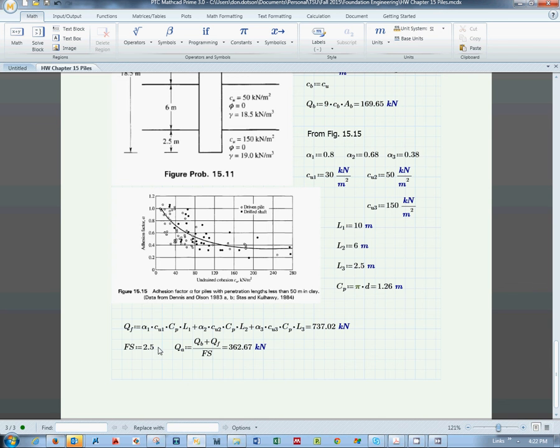In this particular problem, for some reason, they wanted you to add Q sub B to Q sub F and then divide that by a factor of safety. And so when you do that, you get a total allowable capacity in bearing plus friction of the pile of 363.